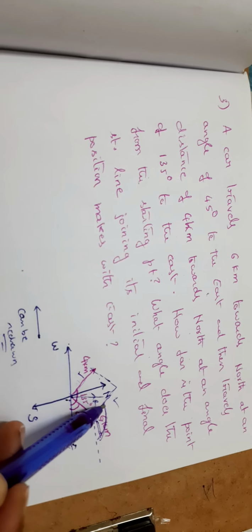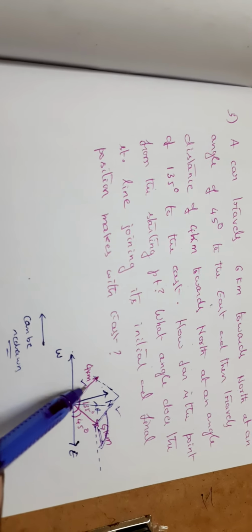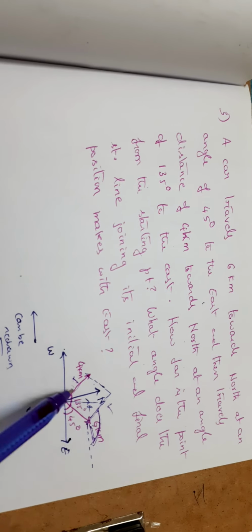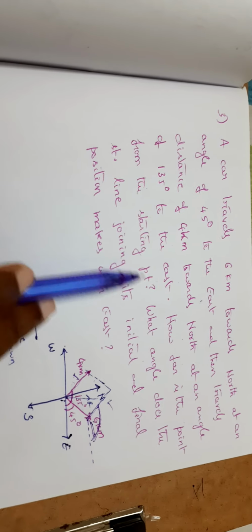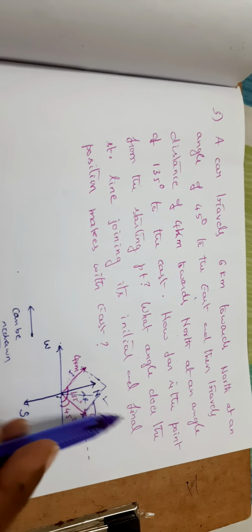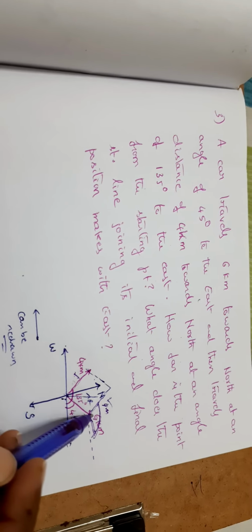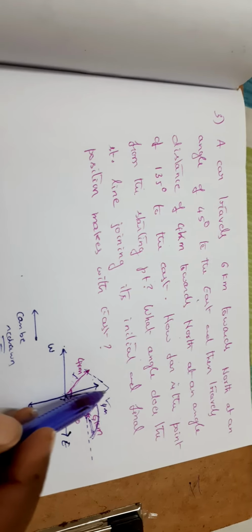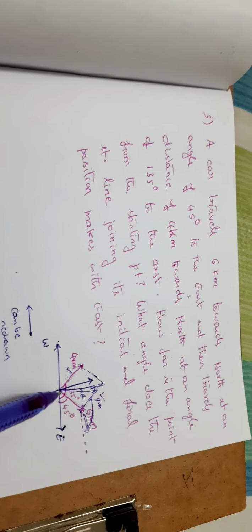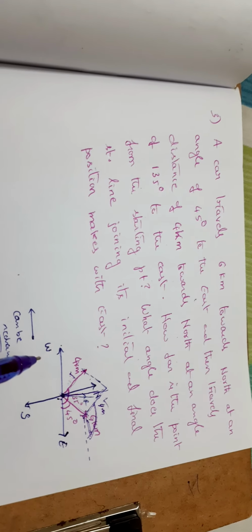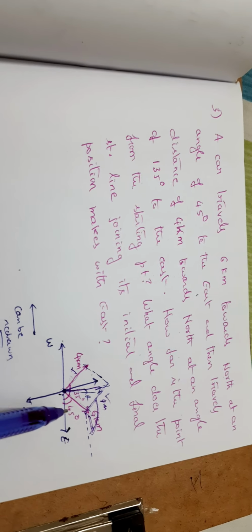If I take it here, how am I going to do it? And if I take it here, how am I going to do it? That is very, very important. So now, how far is the point from the starting point? After moving a distance of 4 kilometers in this direction and 6 kilometers in this direction, where is the final position? How far is it from the starting position? And how much angle does it make with east?